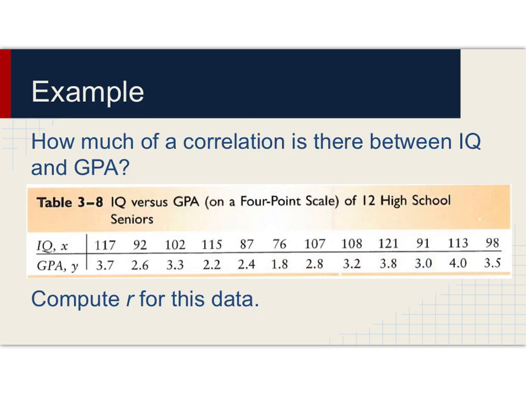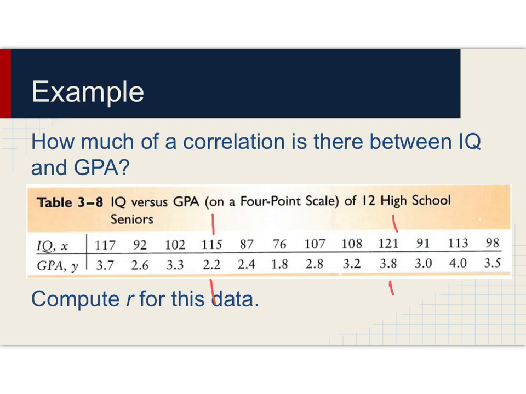So here's our example. How much of a correlation is there between IQ and GPA? And you're probably thinking, yeah, those smart kids, they have good grades, but not necessarily. We have a student on the table with an IQ measured at 121, and their grade point average is a solid 3.8. But we also have an above average student, 115 for IQ. That's one standard deviation above the mean. They're barely doing better than a C average.